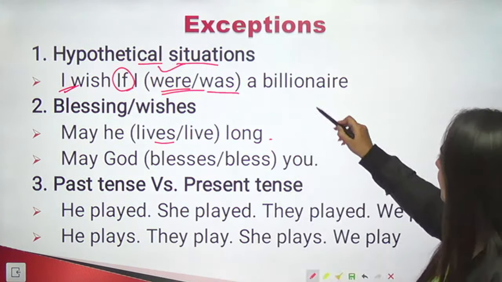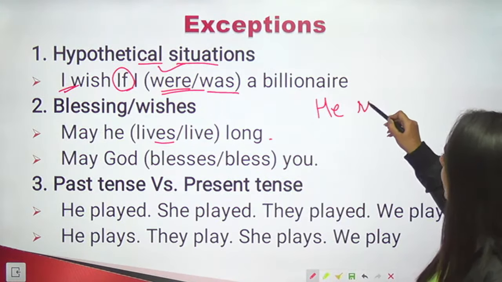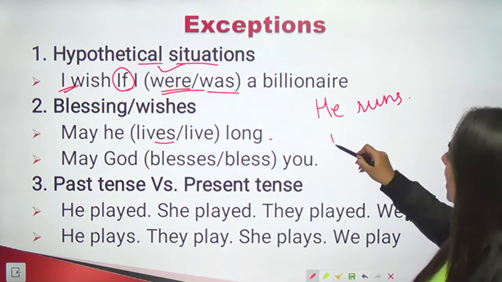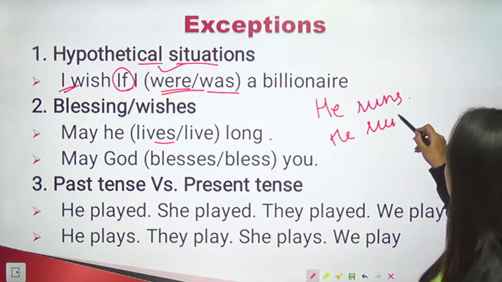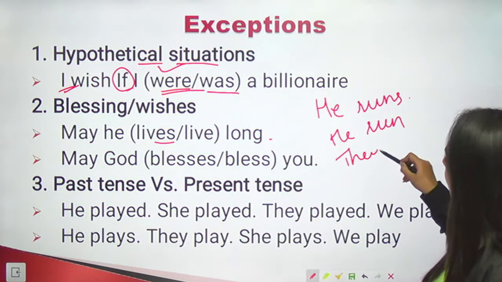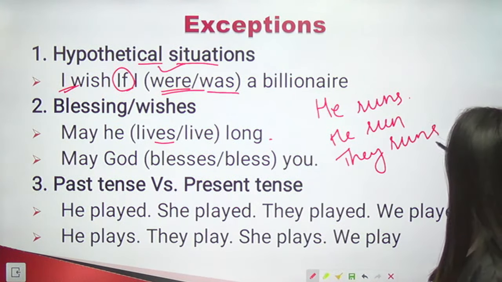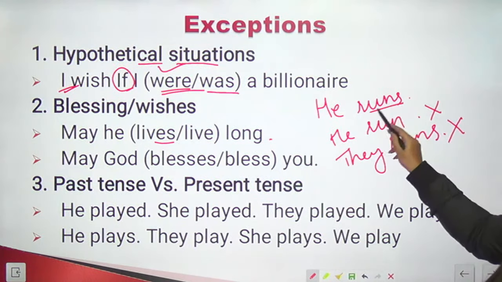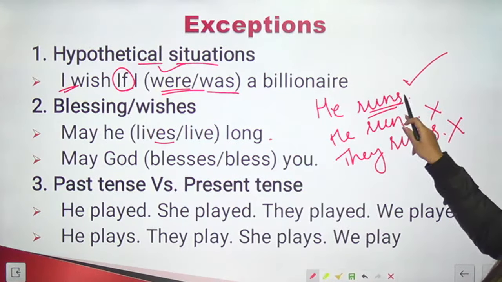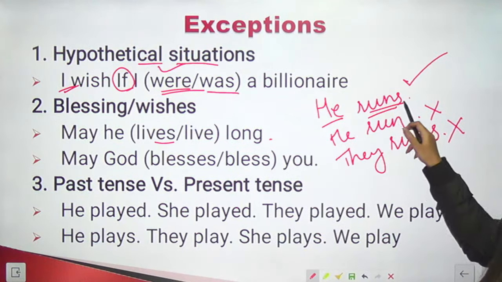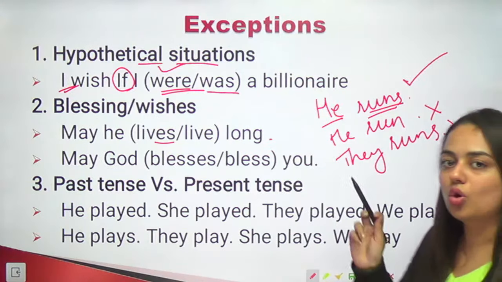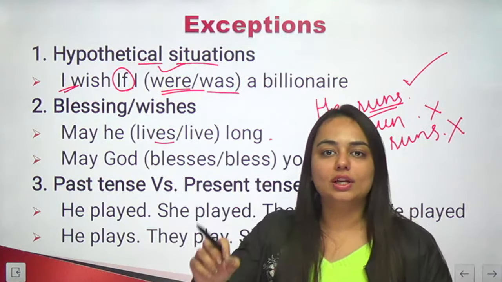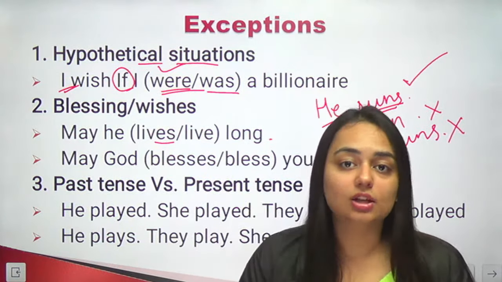I know there are so many students who are still confused about it. Let's take an example. We say he runs. Do we ever say he run? Or do we ever say they runs? So these both are wrong. The correct answer is this one. He runs. He is singular. Runs is also singular. So always remember, if there is an s or es with the verb, it's singular.